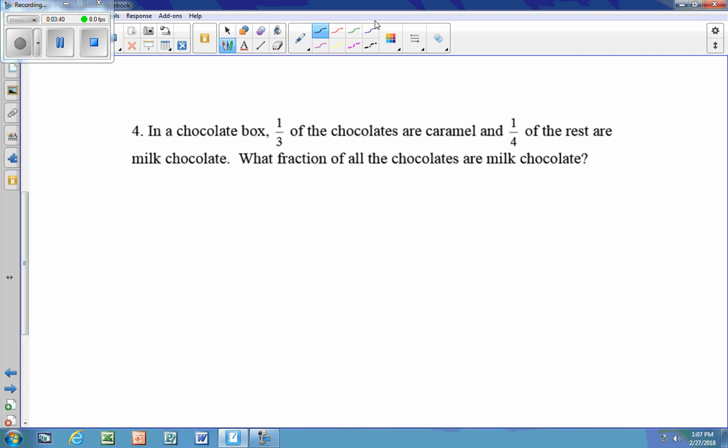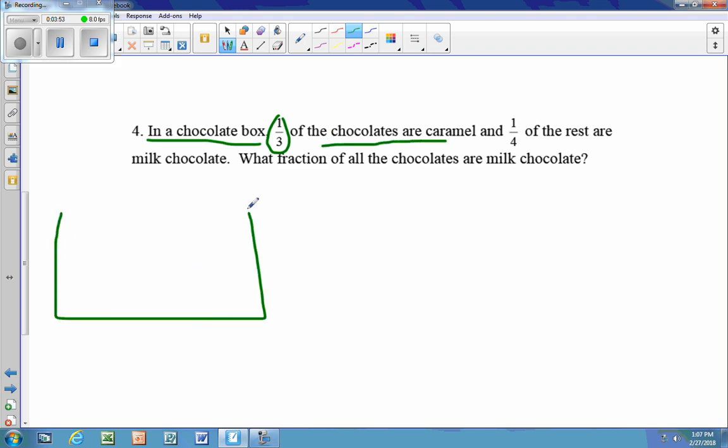Next question. This one, it's going to be easier to use words to figure this out so we don't make a silly mistake. Be careful not to just multiply everything. In a chocolate box, 1/3 are caramel. So we're going to take our chocolate box and split it into thirds. And this is going to get a big C for caramel.